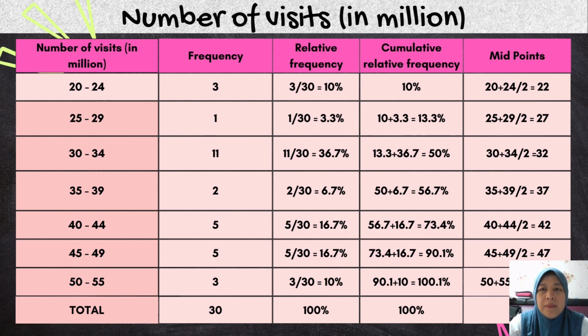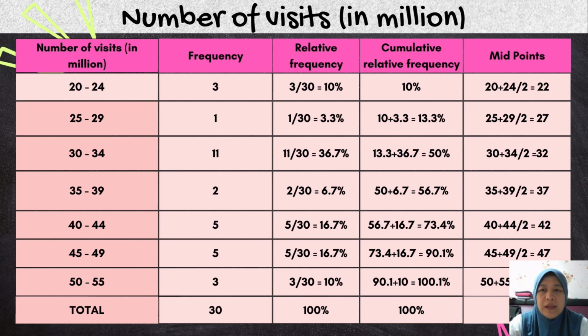For group number 1, the number of visits is 20 to 24. The midpoint is 22. How do we get 22? 20 plus 24 divided by 2 equals 22. Next, the relative frequency for group 1 is 3 divided by 30 and we get 10%, and so on for the next group. For the cumulative relative frequency, we get 10%.